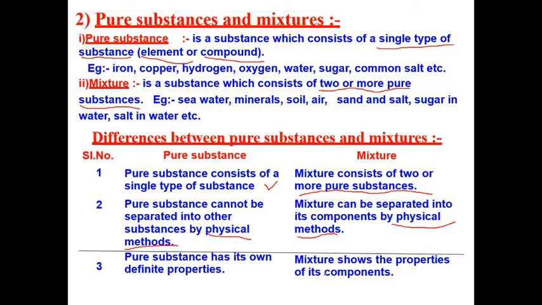Next, a mixture shows the properties of its components. Of course, the final property of the mixture is shown from what it's made of. For example, sugar and water solution shows the property of glucose, because glucose is sweet. And salt shows the property of salt. NaCl is made up of Na and Cl, but it shows the property of salt.